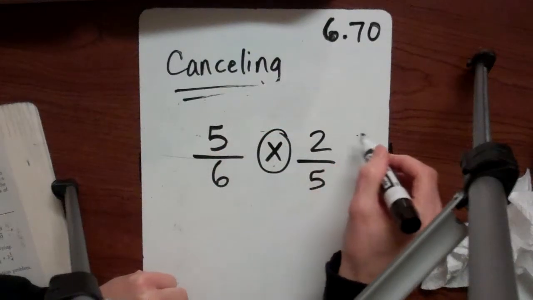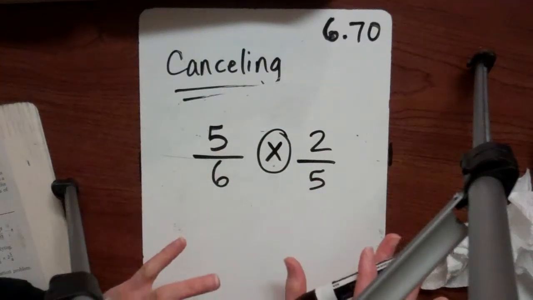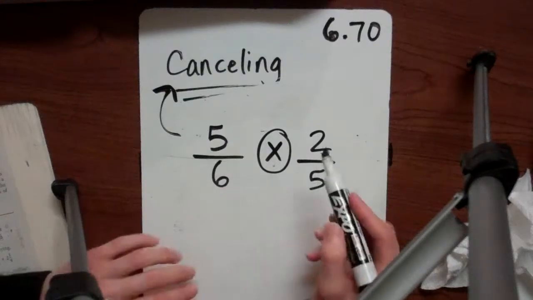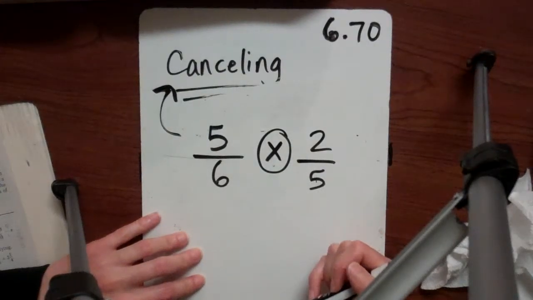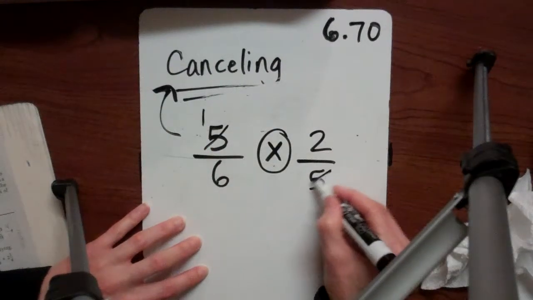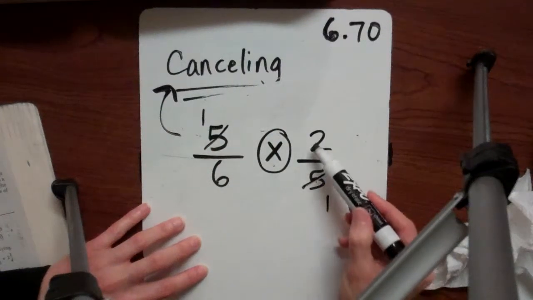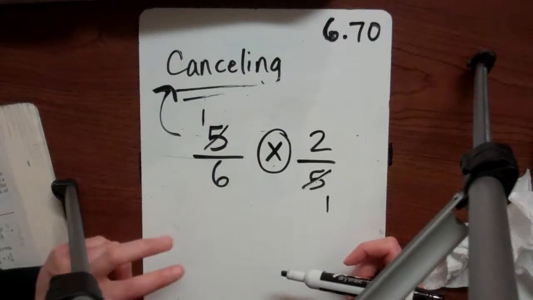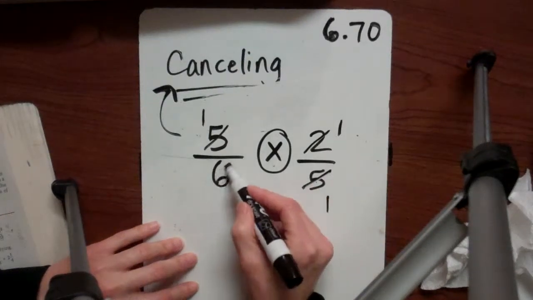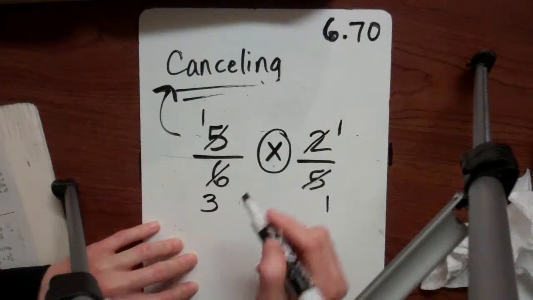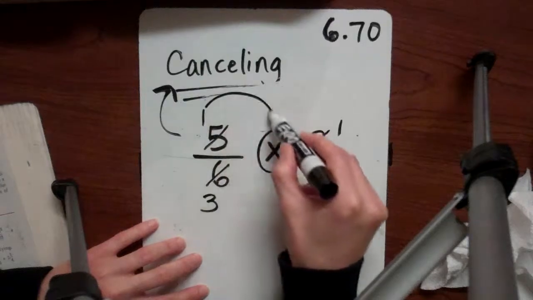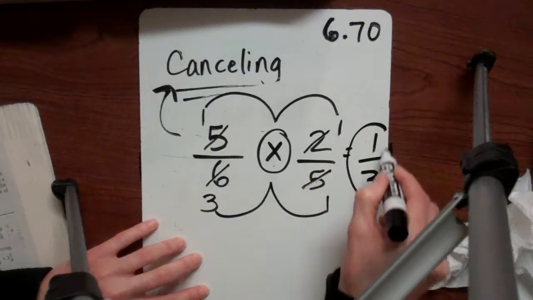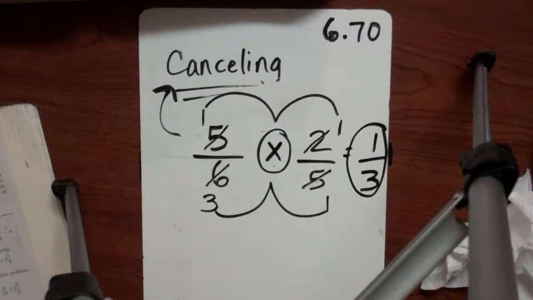But instead of going 5 times 2 equals 10 and 6 times 5 equals 30 and then reducing, we can actually reduce beforehand in what's called canceling, like we're learning. So let's take what will go into both 5 and 5. 5 will go into 5 one time, 5 will go into 5 one time. Hopefully you notice that 2 and 6 will also reduce. What number will go into both those? Hopefully you thought of 2. 2 will go into 2 one time, 2 will go into 6 3 times. So now we are ready to multiply. 1 times 1 is 1. 3 times 1 is 3. Our final answer is 1/3. And that is lesson 70.